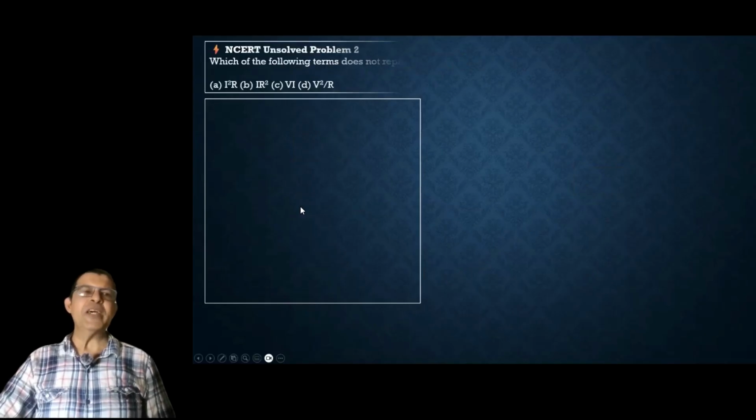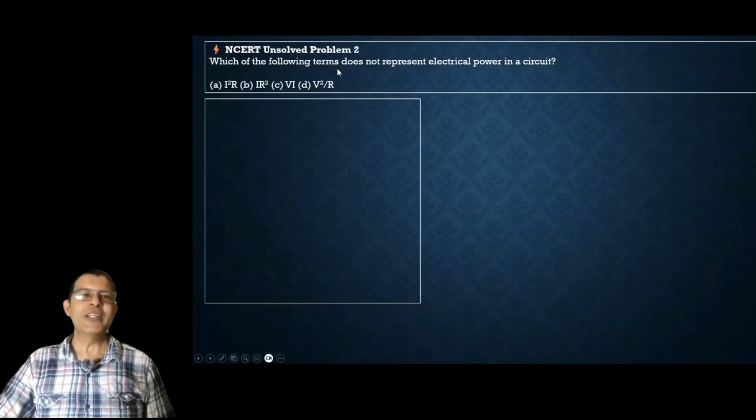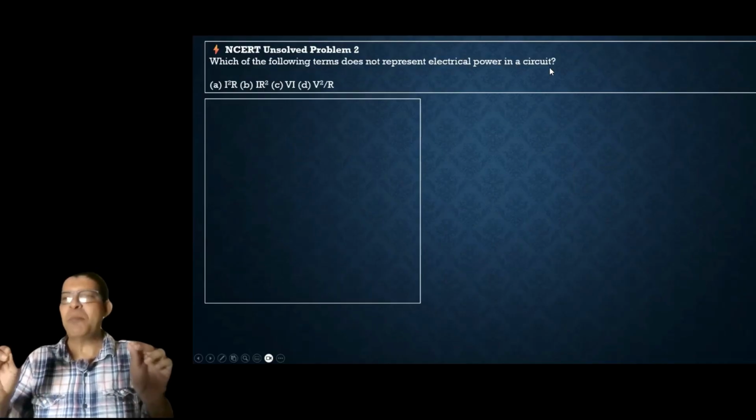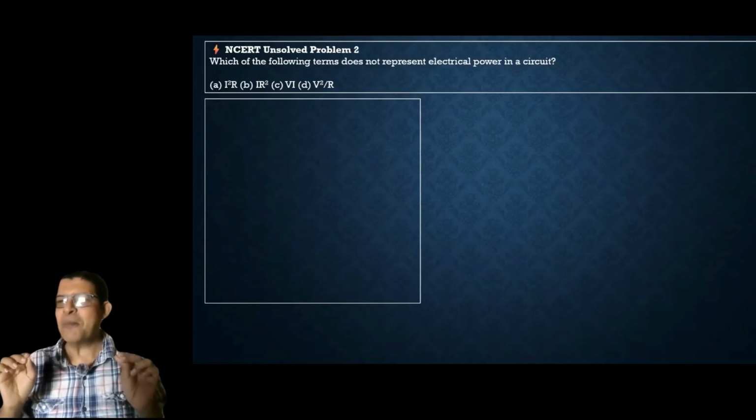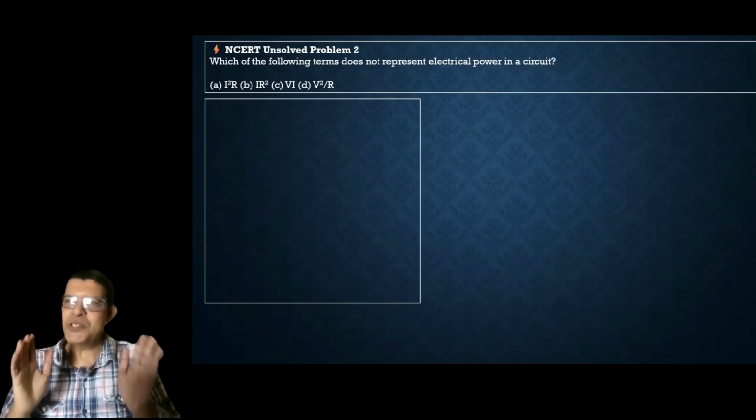Second question on your screen. Which of the following terms does not represent electric power in the circuits? So now you have to get your step by step tackling or step by step strategy, right.